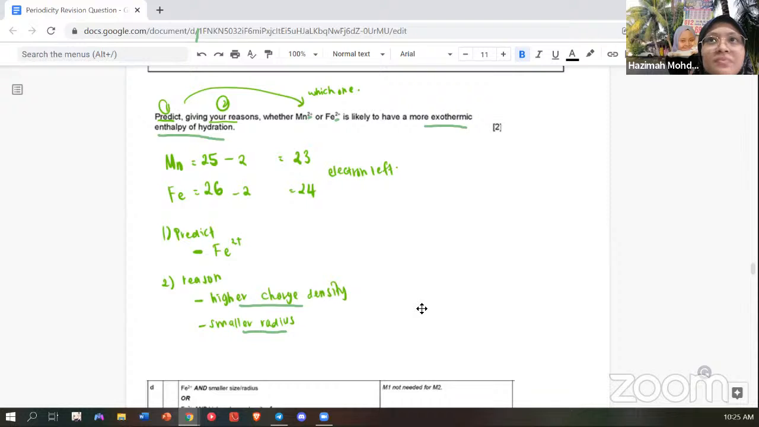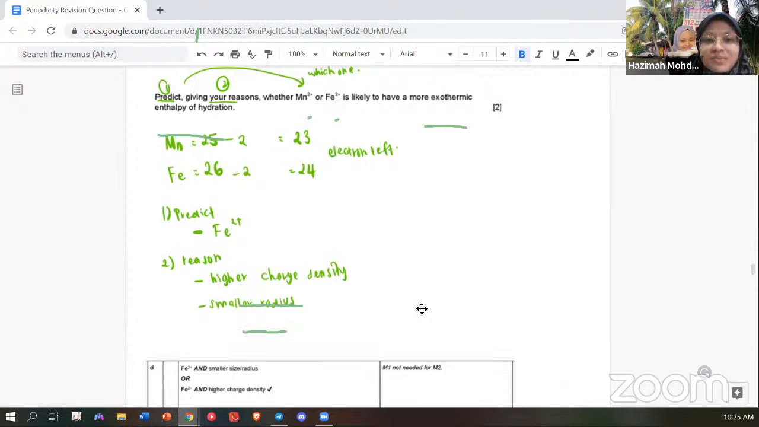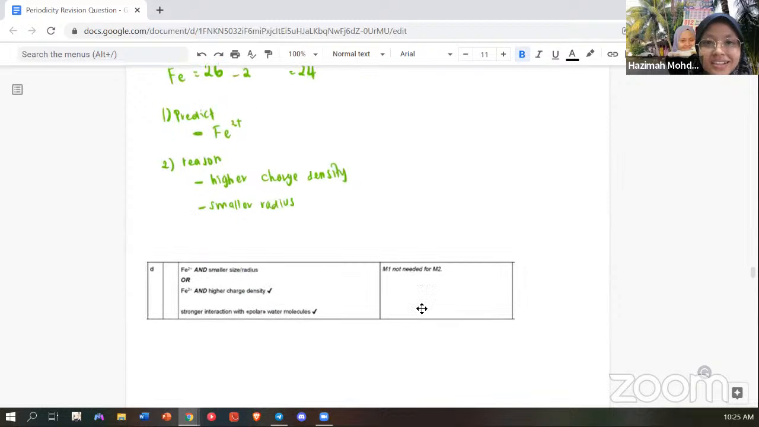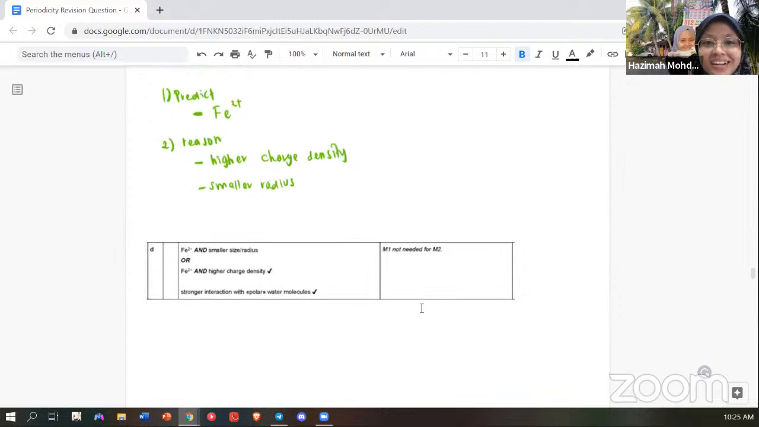sebab enthalpy of hydration sentiasa negatif sebab dia form bond, dia hydrated, dia surrounded. Okay, form ke dekat sini? Sebab next week kita akan cover energetic kan, so kita akan dig lagi apa tu hydration enthalpy. Okay.